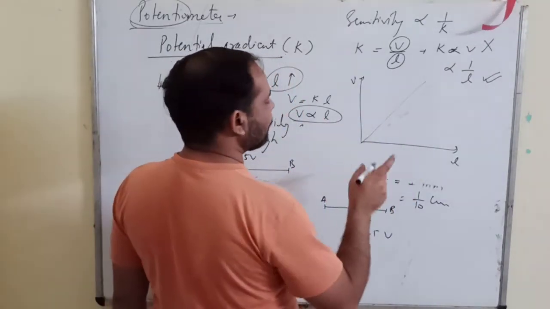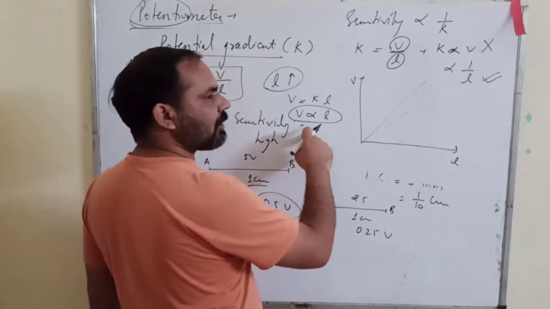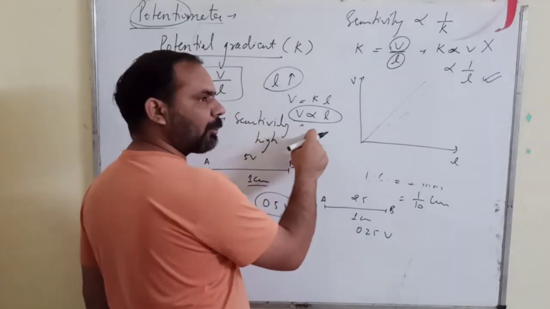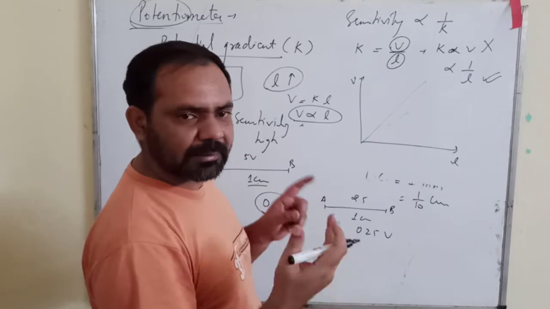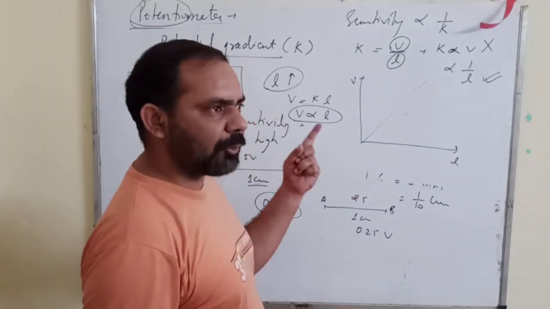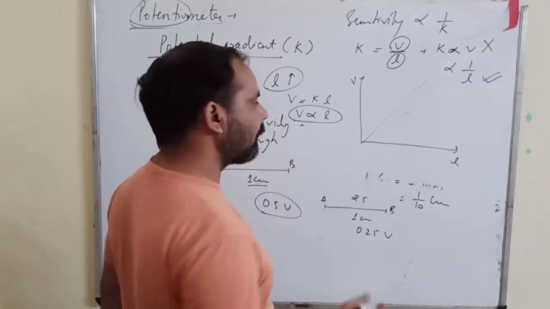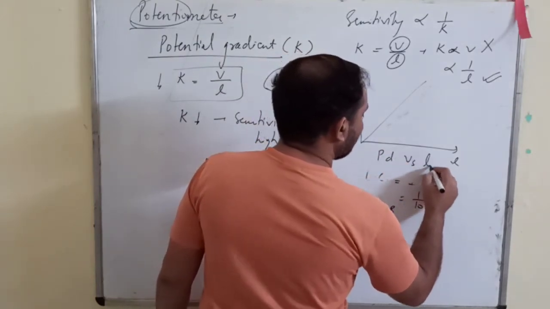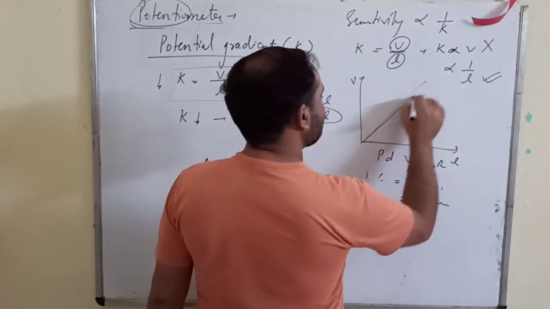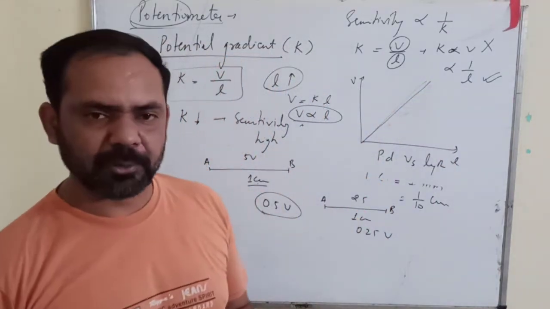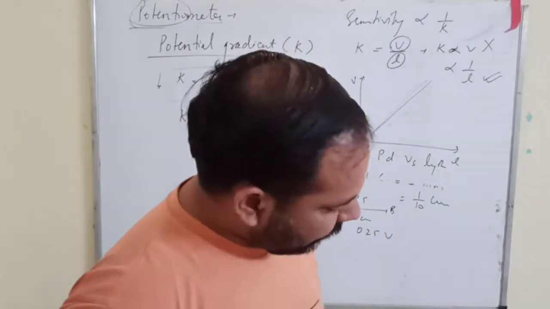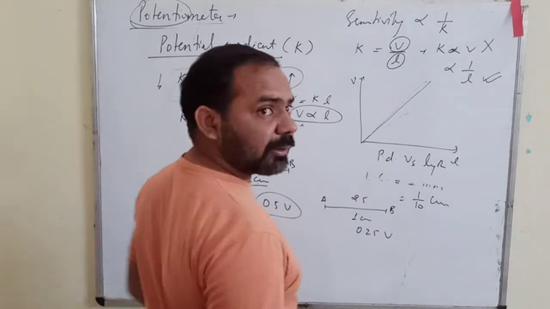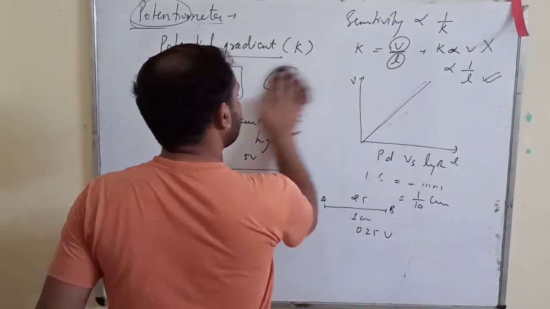Remember that this is not potential versus L. This is actually potential drop versus length graph, which is a straight line with positive slope. Okay, now we move on to the next section.